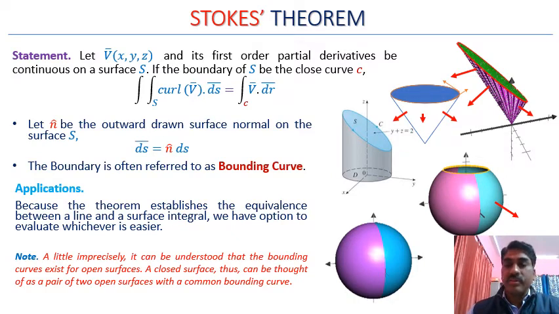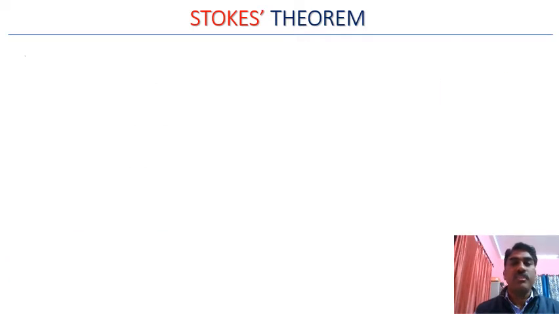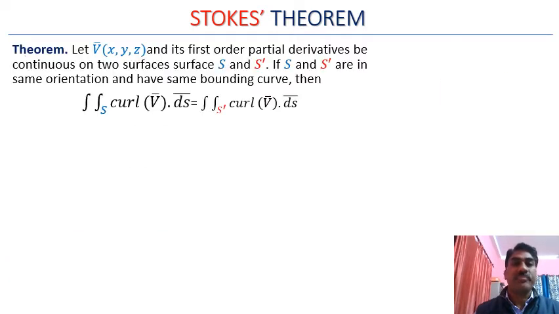But even if it is imprecise, I have corrected the definition, so finally it is precise and correct. So let us take another statement that enables us to use the Stokes theorem more accurately and more easily. It states that if vector v satisfies the conditions of Stokes theorem, and there are two open surfaces, one is S and second is S dash.